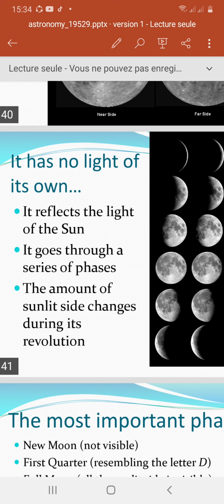It goes through a series of phases. Okay, the amount of sunlit side changes during its revolution.